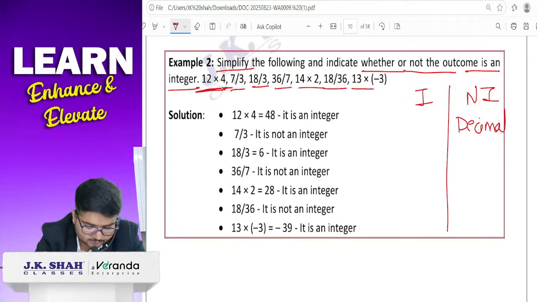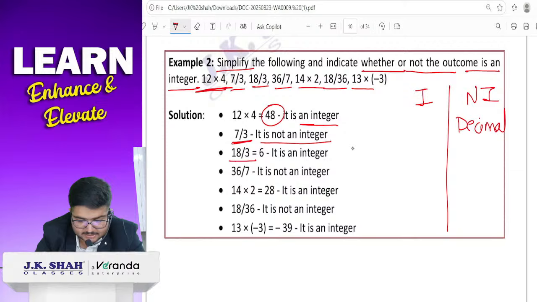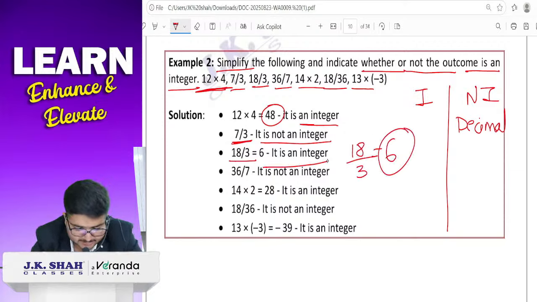What is 12 into 4? 12 into 4 is an integer because the answer is 48, it is a full number. What about 7 upon 3? The answer will come in decimal, na? And that is why it is not an integer. What about 18 upon 3? The answer of 18 upon 3 is exactly 6, a full number. That is why it is an integer.